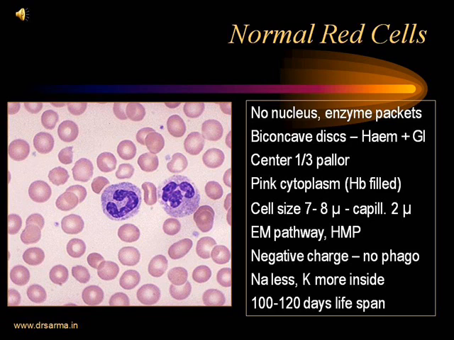They do not have any nuclear material, and so they do not generate any proteins or any other metabolic products. RBCs are negatively charged, and so they are not amenable to phagocytosis by phagocytes. There is less sodium and more potassium inside the RBC. The normal lifespan of RBC, as you know, is 100 to 120 days.